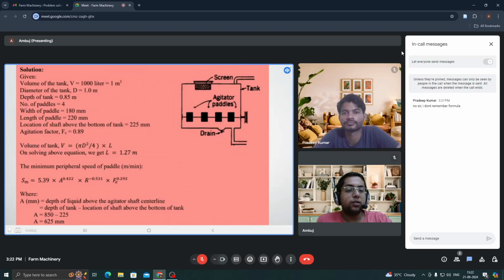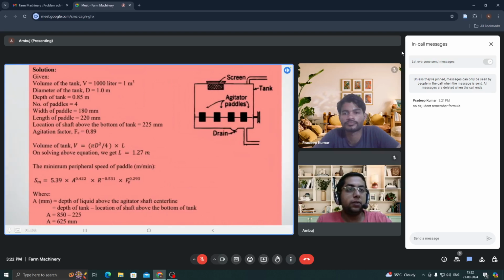So what is particular in this question? We have been asked at what RPM, or speed, this agitator pedal has to be revolved so that the mixture would get agitated properly. We have been given a lot of parameters in this particular question. This is a lengthy question.